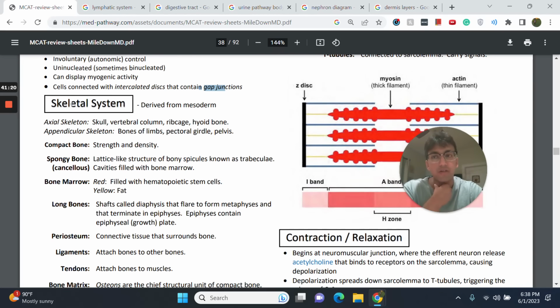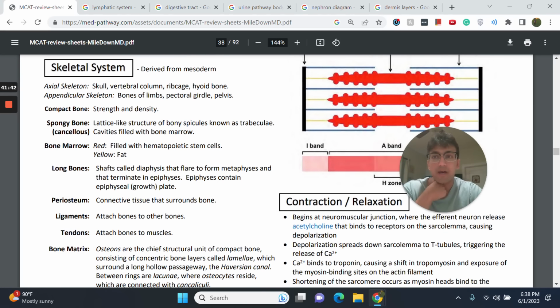And now we're going to talk about the skeletal system overall. Skeletal system, remember, is derived from the mesoderm. You have the axial skeleton, and you have the appendicular skeleton. And the axial skeleton is skull, vertebral column, rib cage, hyoid bone, and the appendicular skeleton is bones of the limb, pectoral girdle, pelvis. You can have compact bone, which is very strong and dense.